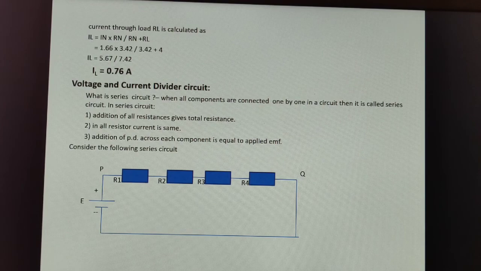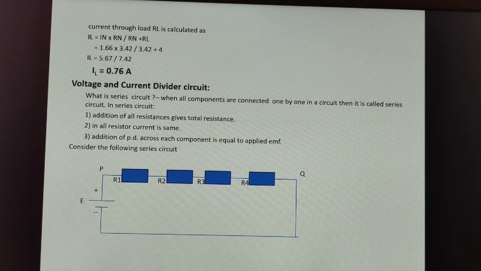In series circuit, addition of all resistances gives total resistance. In all resistors, current is same. Addition of potential difference across each component is equal to applied EMF.